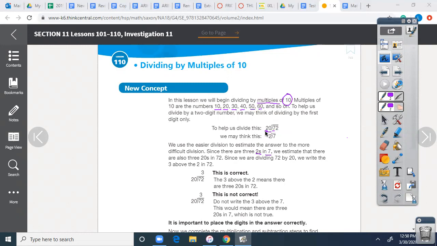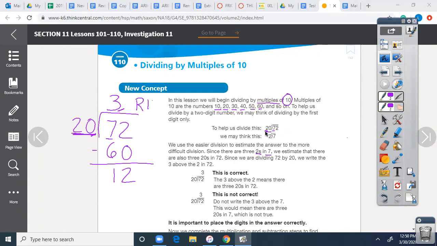All right, I'm going to write it a little bit bigger over here because that's pretty small. Okay, so 2 goes into 7 3 times. Okay, and now we are still going to use this whole number, 20. So we're going to do 3 times 20 is 60. Then we're going to subtract, and we get 12. Okay, so our remainder is 12. 3 with a remainder of 12.